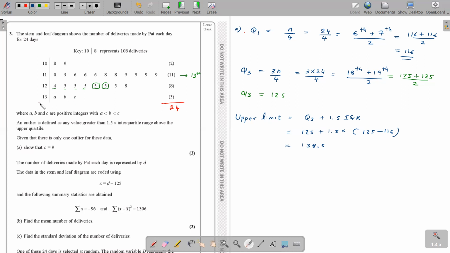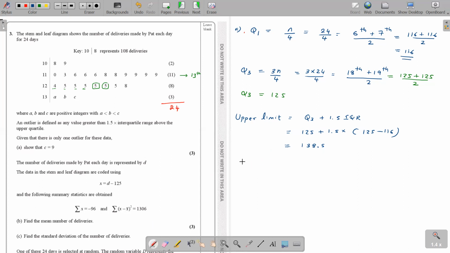139. Can I go for 140? 141? No, because the stem doesn't agree. The stem is 13. We don't have 14 here. The rule is anything above 138.5 is an outlier, but my stem here is 13, so it has to be something with 130. The only number that jumps above 138.5 is 139. So the C value must be 9.